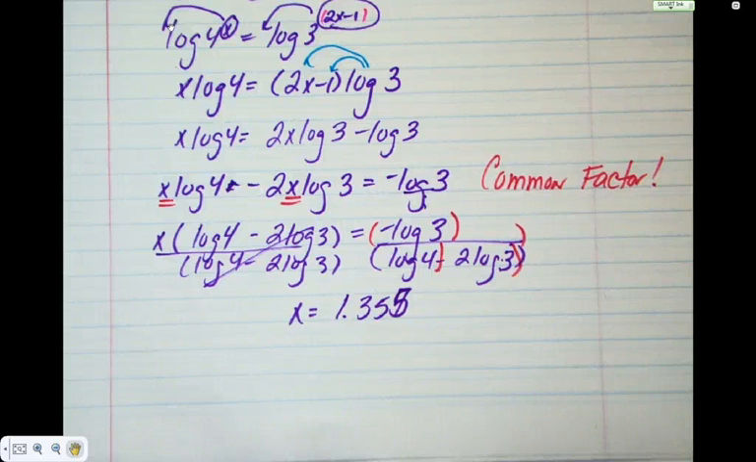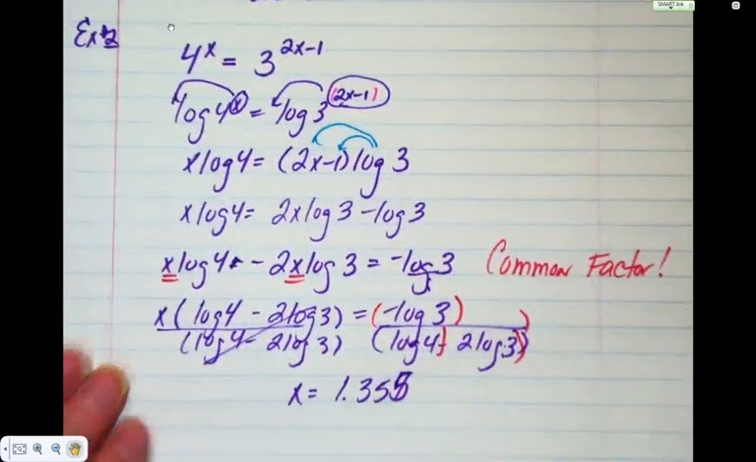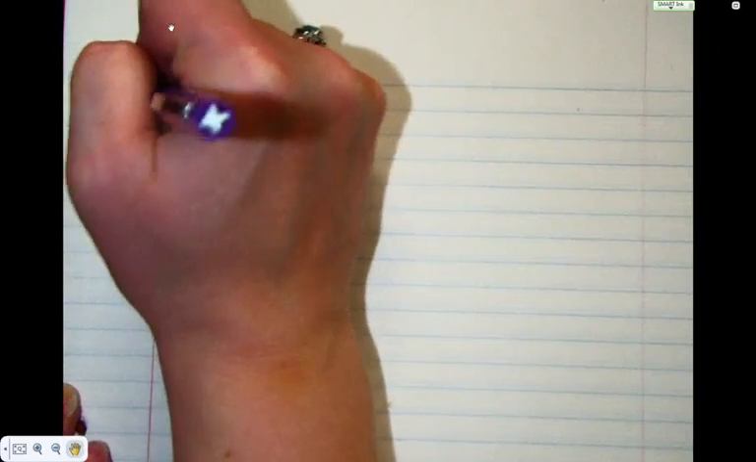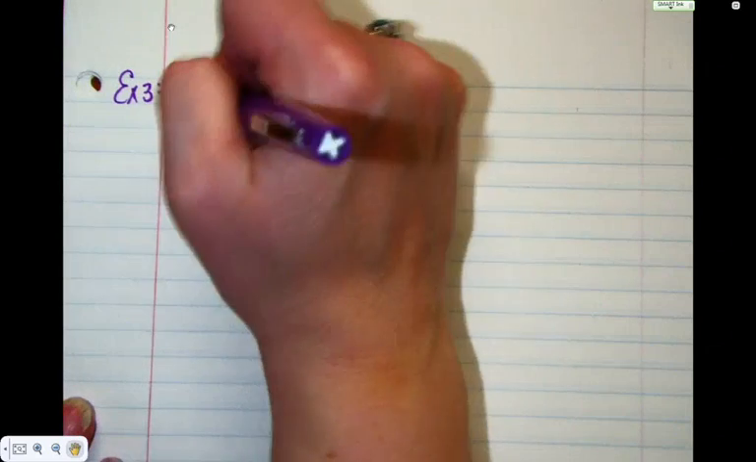Hardest part of these is getting the brackets in the calculator. Now you're going to see the next one's going to look almost exactly like this. The numbers are just going to change. So 2 to the 3x plus 1 equals 5x.